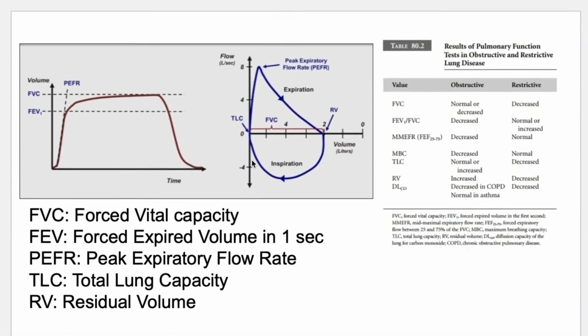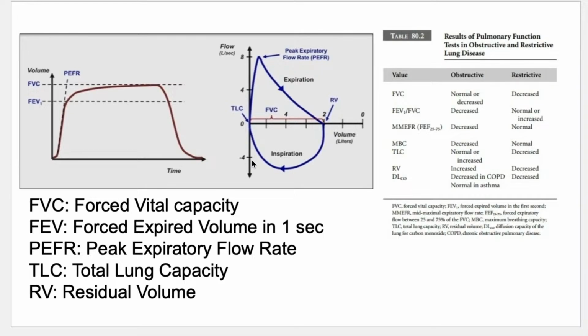Here we can see forced vital capacity is how much you can blow out. We can follow this line; it's being set right here. This is how much this person is able to blow out. So that's your forced vital capacity. How much can you blow out?